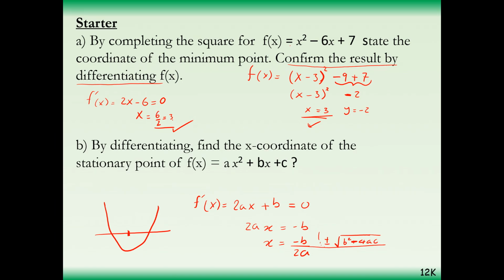Now, for part B, we were asked to differentiate this quadratic function. Ignoring that part for now, once we set the derivative equal to 0 and solve for x, it turns out to be minus b over 2a. What I was trying to show you there is that minus b over 2a is part of the quadratic formula. Notice that this curve is symmetric, isn't it?